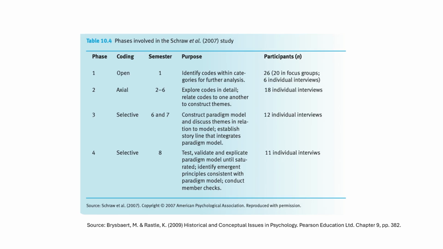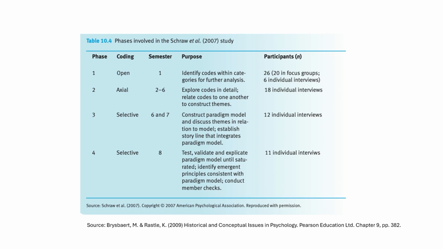Then you have the axial coding scheme, where you are trying to explore these codes in detail. You're trying to relate the codes to each other and construct these themes. What are the higher categories? So you're building on knowledge, making a more systematic organization of this knowledge. Then you can have a more selective sort of idea.